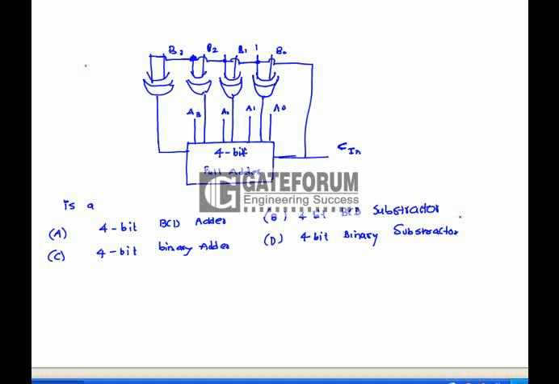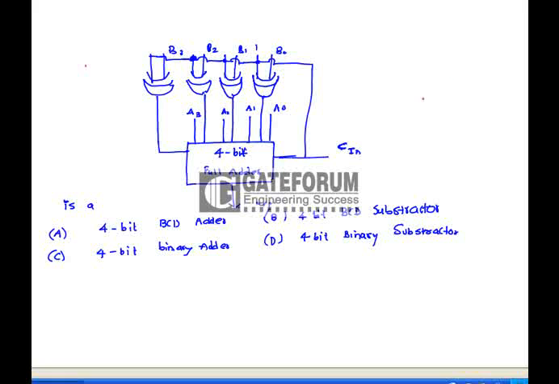A 4-bit full adder is shown in the diagram, and B0 is passed to the exclusive OR gate, as well as the 4-bit data, that is A0, A1, A2, A3 and B0, B1, B2, B3, which is given to the 4-bit full adder, and the data B is passed to the exclusive OR gate. We have to find out what kind of results this network leads to.